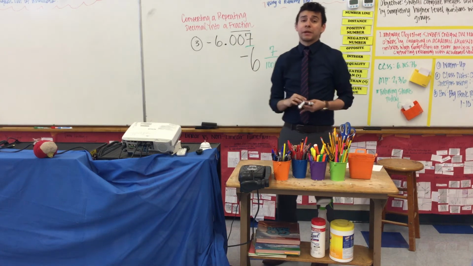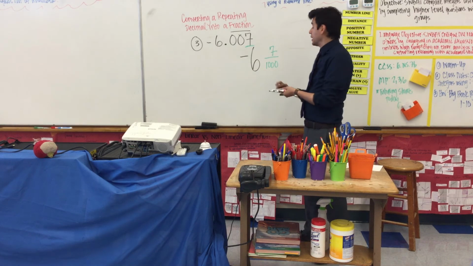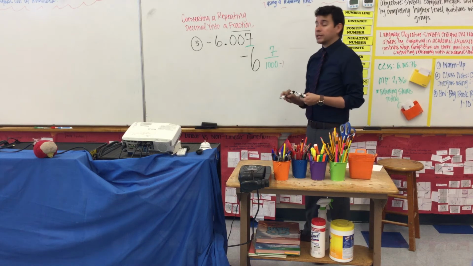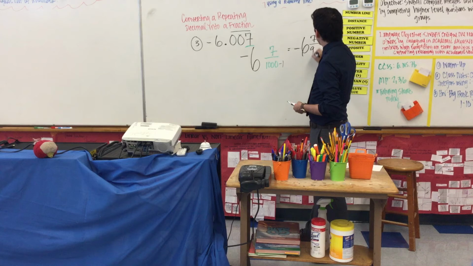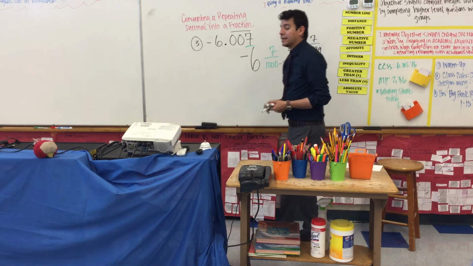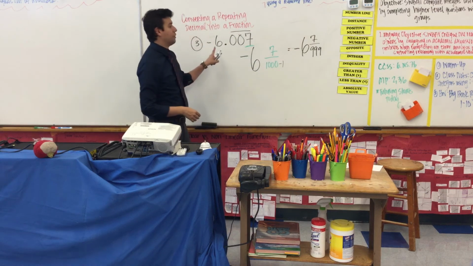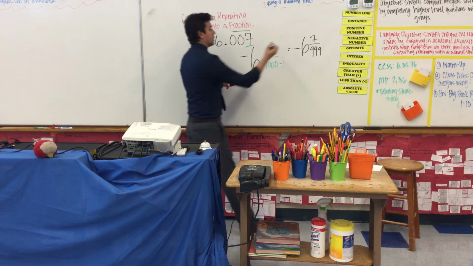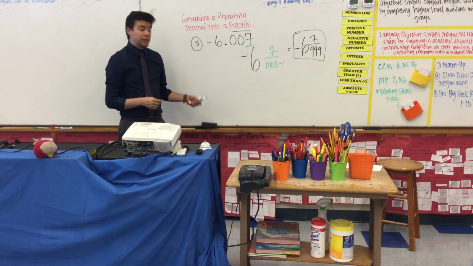Remember, repeating decimals like going to the 99-cent store. We need some 9s down here. So the way you can get 9s is by subtracting by 1. So therefore, your final answer is negative 6, 7 over 999. If you type that up in a calculator, you would end up getting this right here. Okay? So that would be your answer for that one. That's how you do repeating decimals.